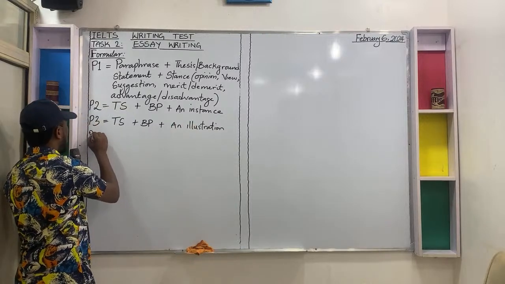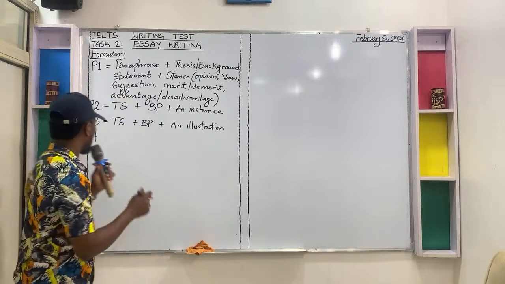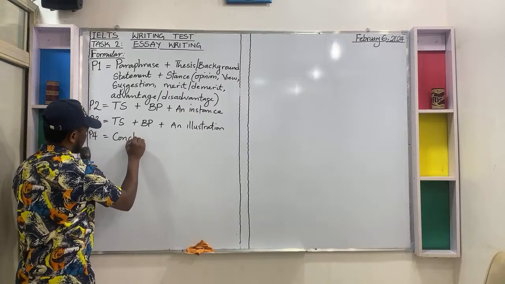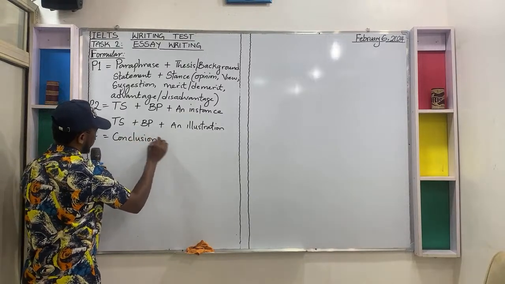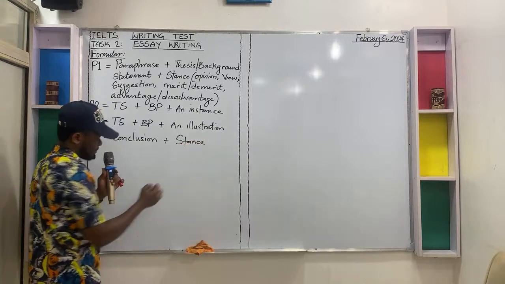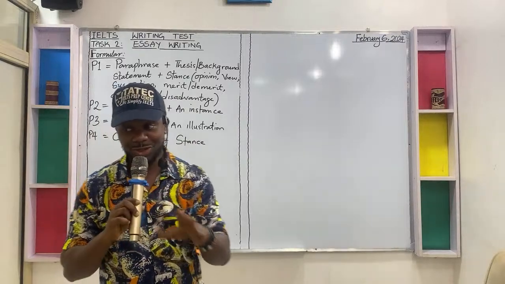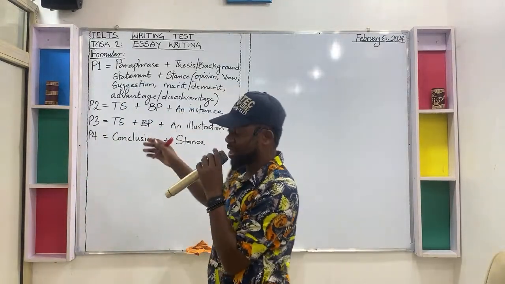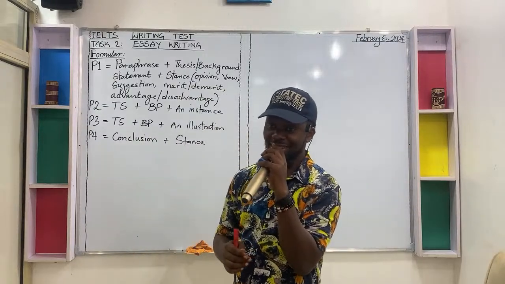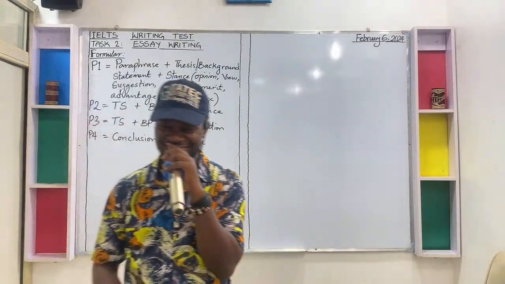Then paragraph 4, what do we have? Conclusion. And what? Start. Please, is this clear to us? You need to know this. You need to know the formula for writing an essay. It will help you. What is the difference between instance and illustration? I was going to ask us the question.